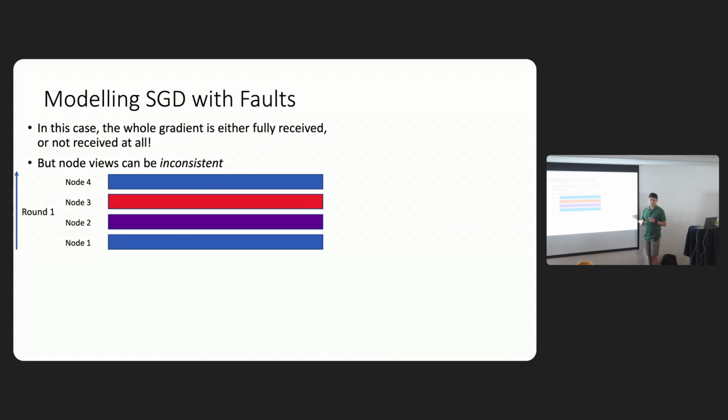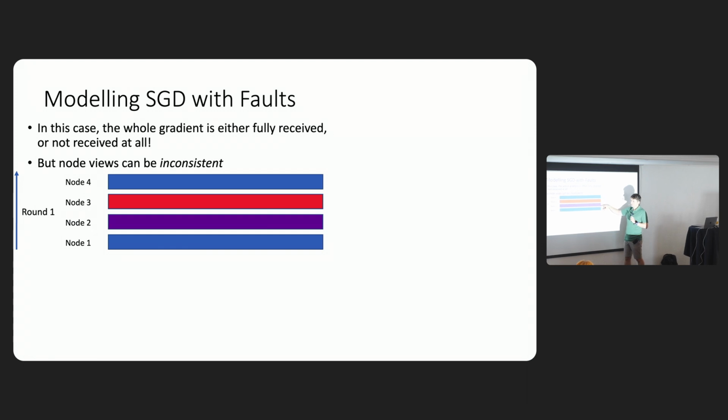So let's consider a specific round, okay? And I'm going to use two colors. I'm going to look at every node's messages, and I'm going to say, okay, the messages from nodes 1 and 4 were received by everyone. Therefore, I'm going to put them in blue. A message from node 3, let's say in this hypothetical round, was not received by anyone, so I'm going to put it in red. It got completely deleted.